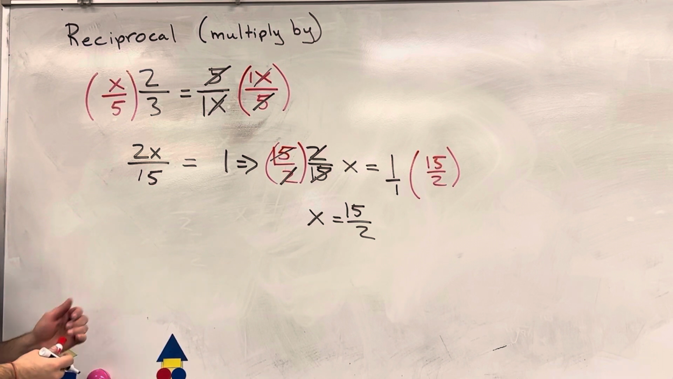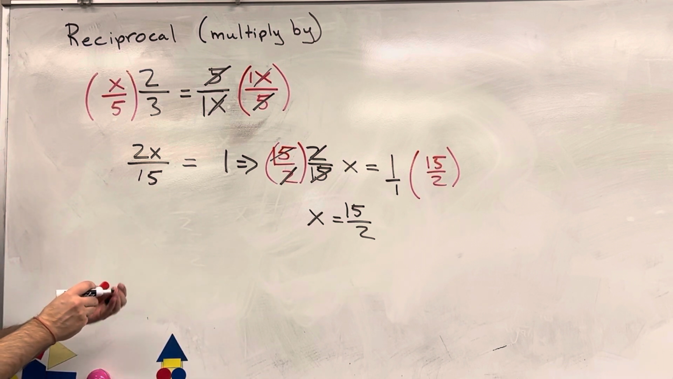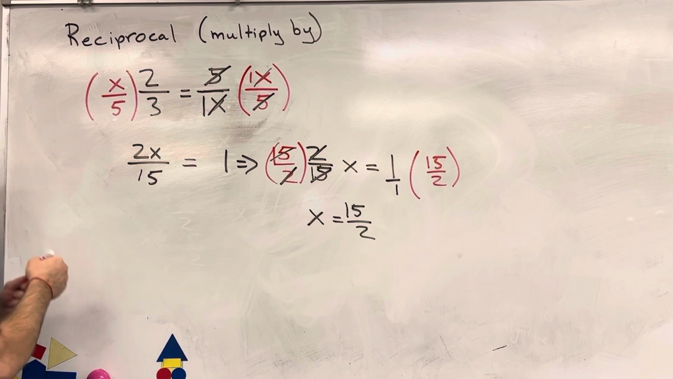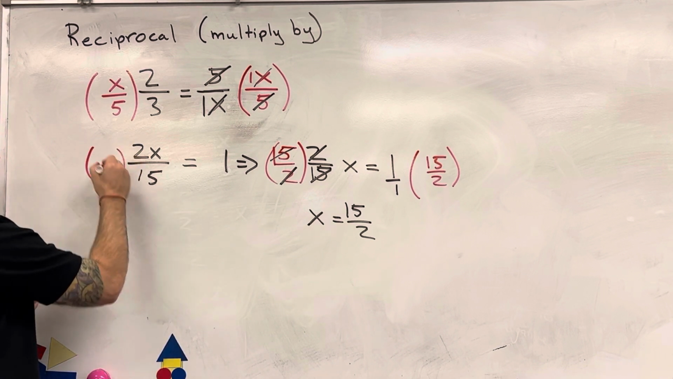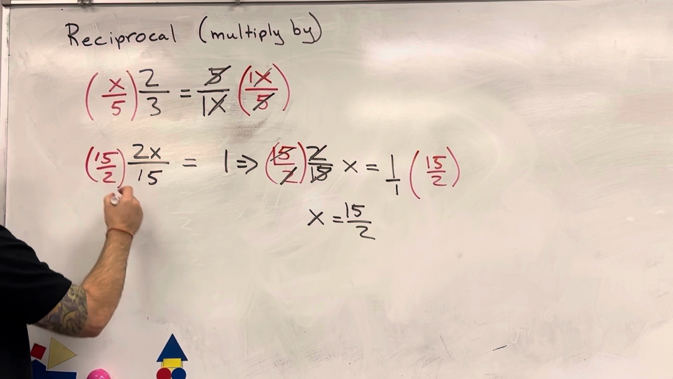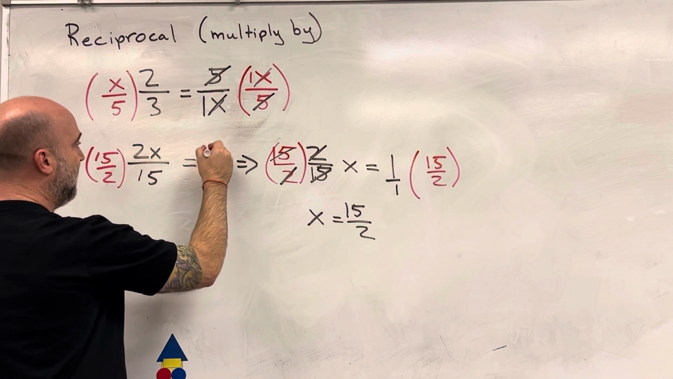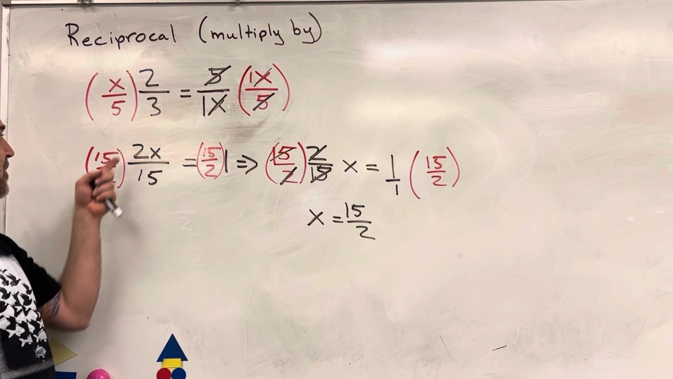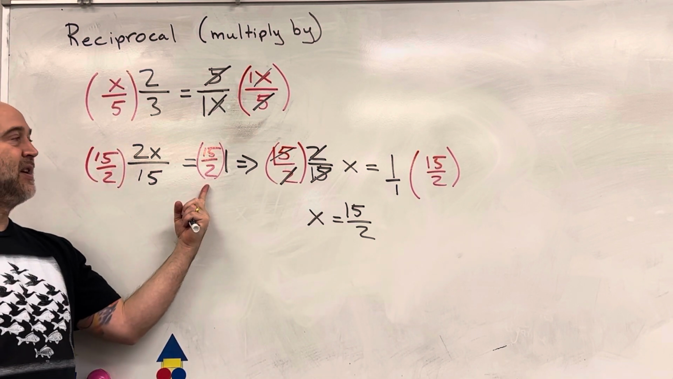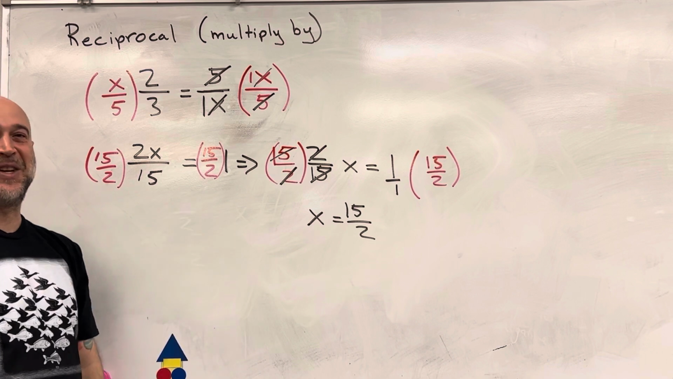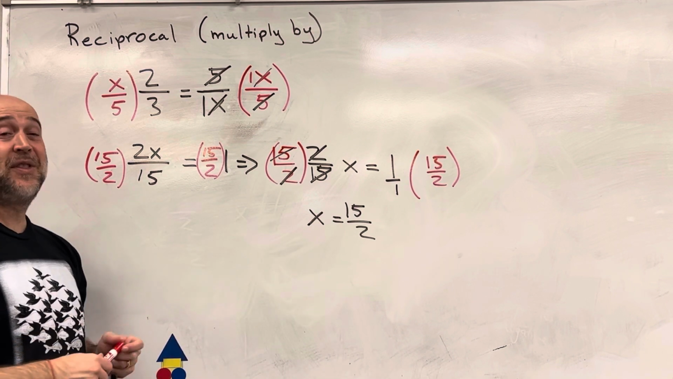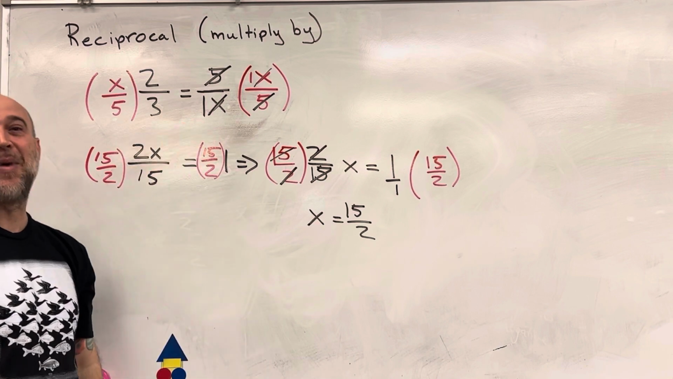You could have done the same thing right here straight away. Recognize we have a 2 over 15 next to our x. So we're going to multiply by the reciprocal here. That's going to be a 15 over 2. Do that to both sides, 15 over 2. And we have that same result. The 2's cancel, the 15's cancel. 15 over 2 times 1 is just 15 over 2. So either way, this is our next method for solving when x is on the bottom of a fraction.